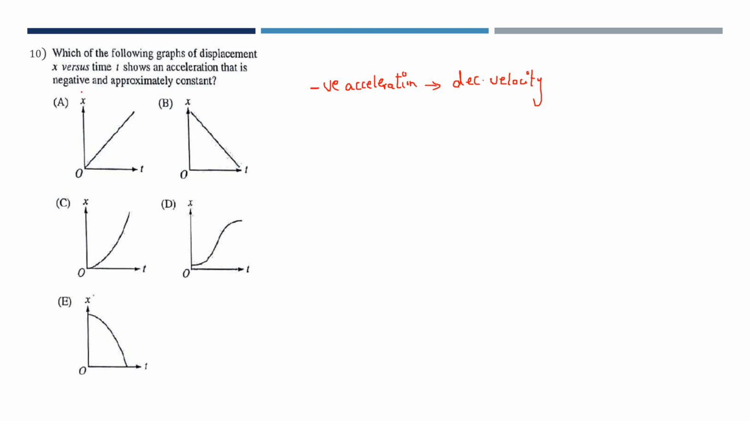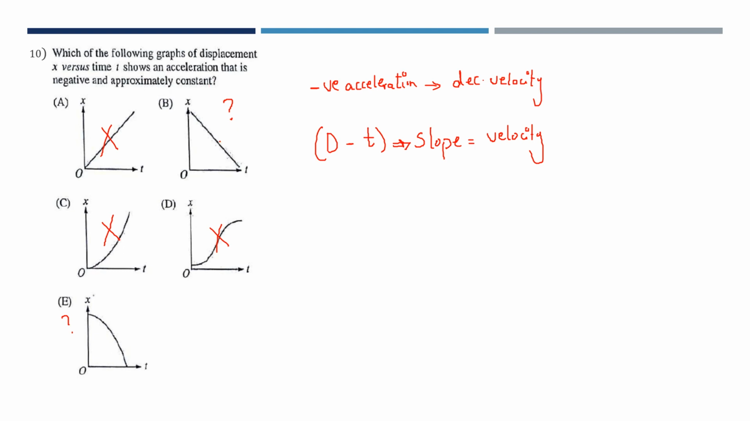And here we have a graph drawn between displacement and time. Remember that slope equals velocity. Yes, in a displacement-time graph, the slope equals the velocity. So if we have a decreasing velocity, it means we have a decreasing slope. Decreasing slope, so we can eliminate A, C, and D. Which graph is correct, B or E?